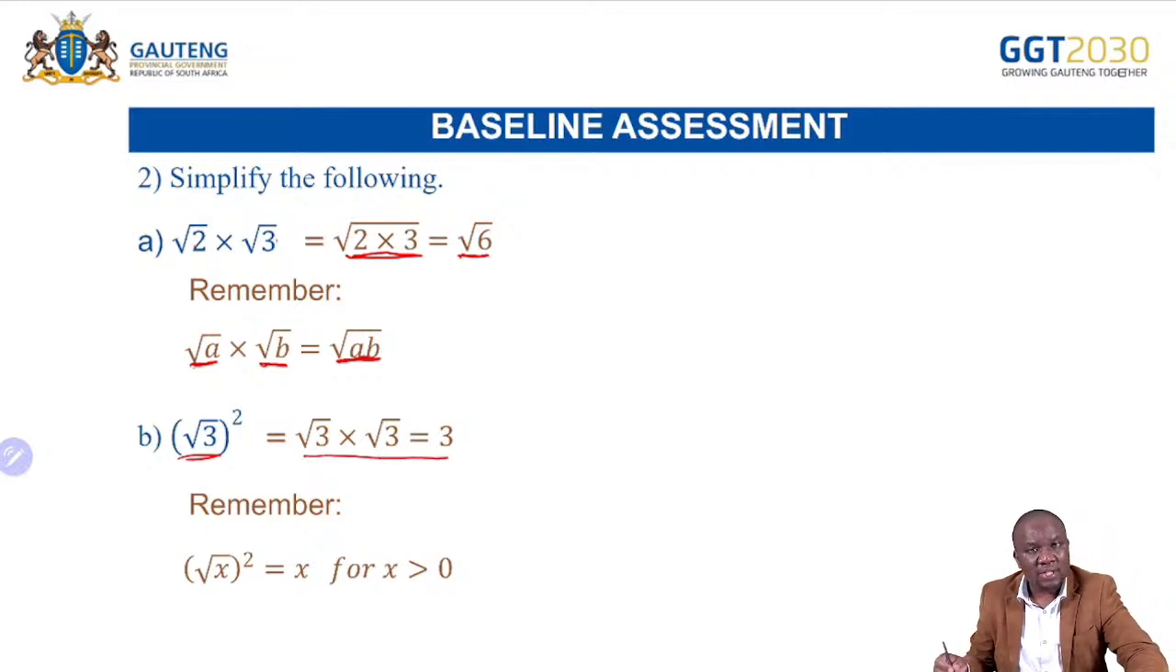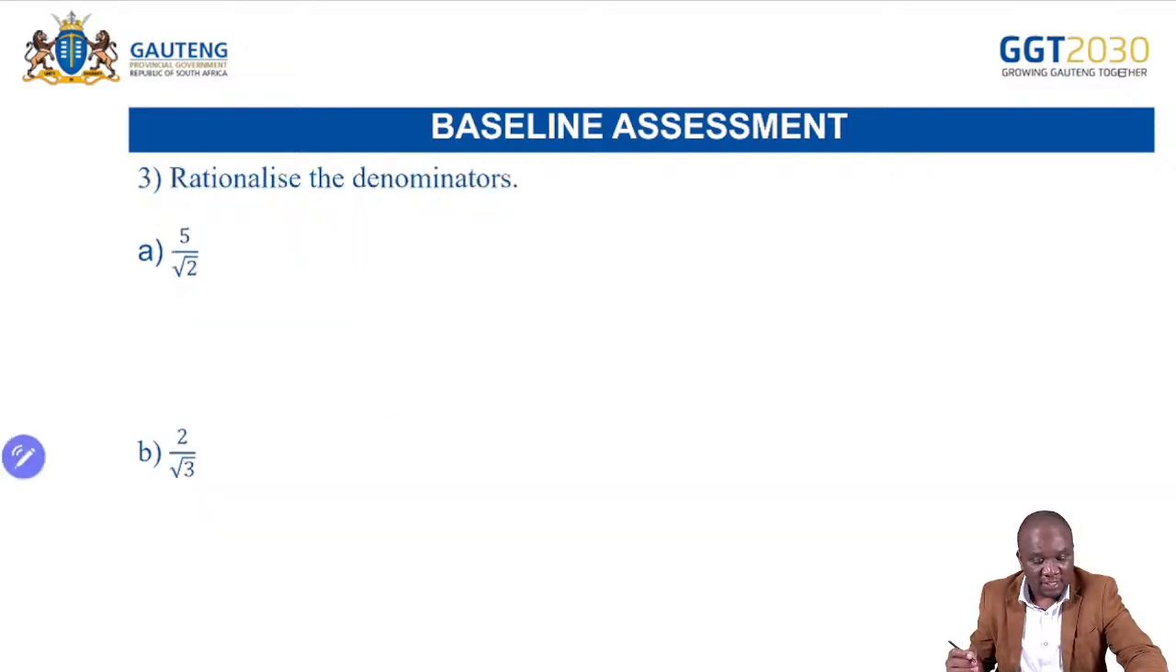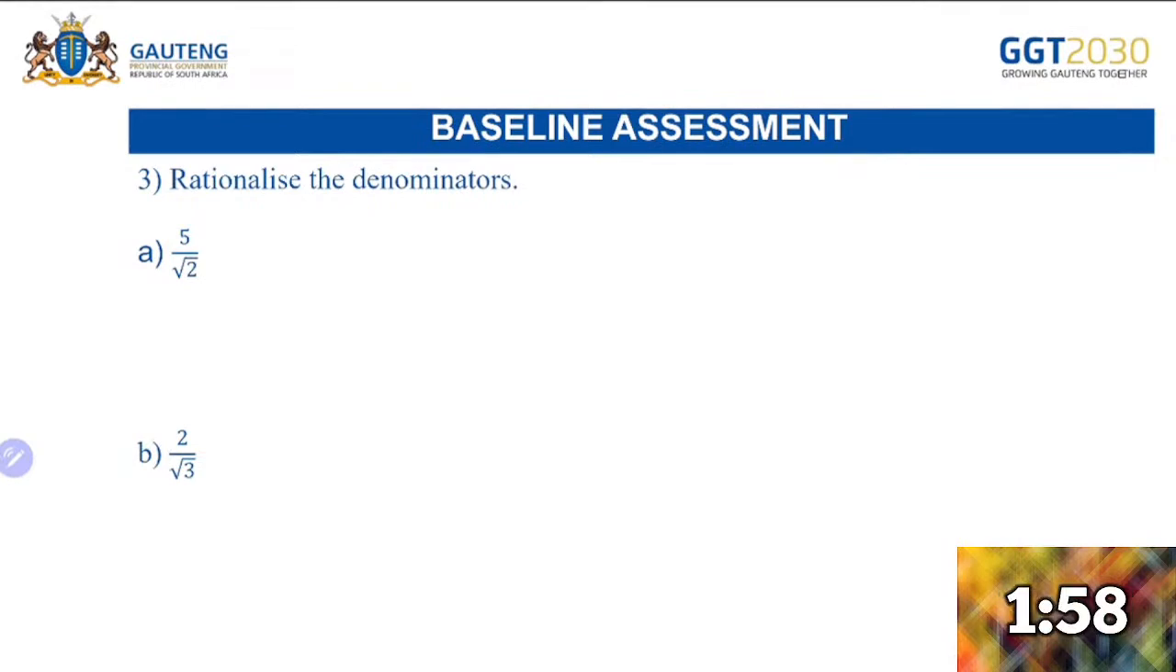Then the next one, I want you to do A for 2 minutes, and then we'll discuss A. After discussing A, you do B. But if you know how to do both A and B, continue with everything. But let's say you don't have an idea of what you're supposed to do, just wait for me. I'll explain A, then I'll give you time to try B. Okay, let's start with A for 2 minutes. Rationalize the denominators.